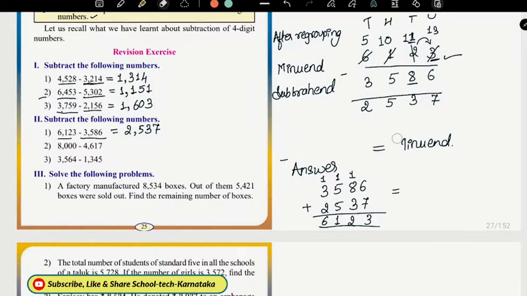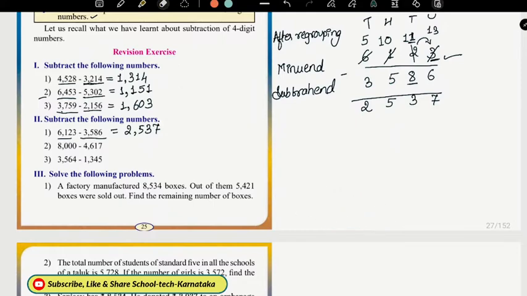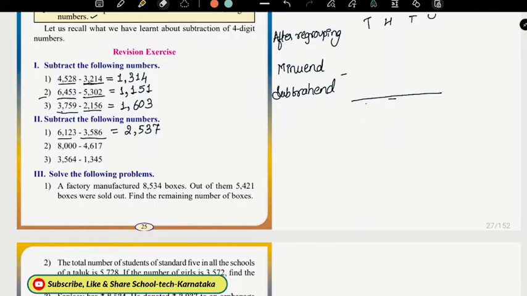This is just a trick when you are not sure that you have found a right answer. Now let's move to our next question. What do we have here? 8,000 minus 4,617. So our minuend is 8,000 and our subtrahend is 4,617.